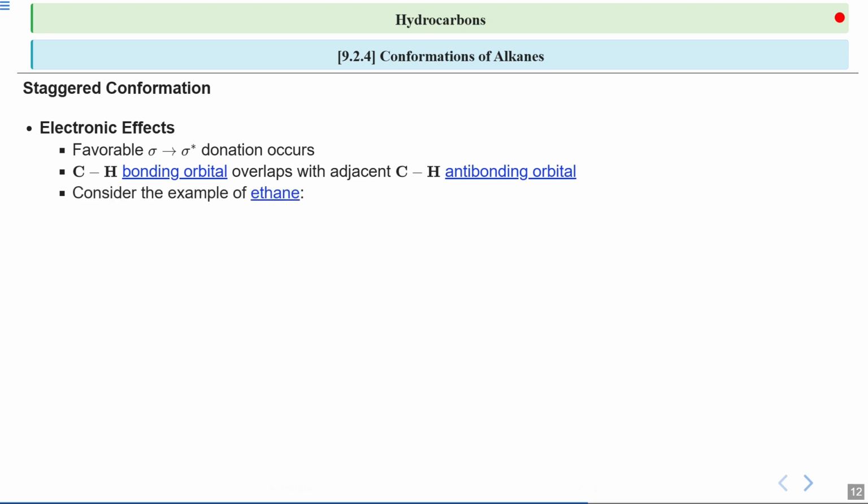Consider the example of ethane. Ethane is a simple hydrocarbon that helps us to visualize the staggered conformation. We now see an image that shows the staggered conformation of ethane. You can see that the bonding orbital of CH is available to overlap with the anti-bonding orbital of CH, right? So if this is the bonding one, then in the opposite part, the smaller orbital formed is the anti-bonding one. We have seen this in the case of chemical bonding, right?